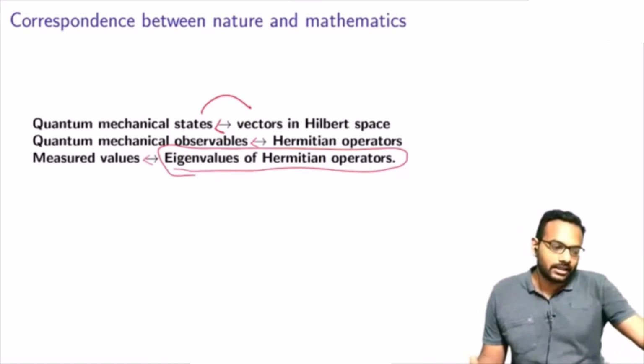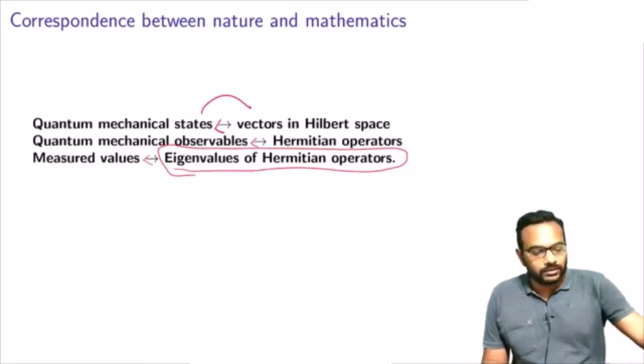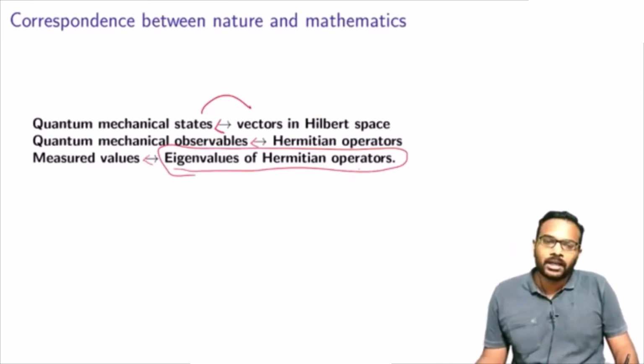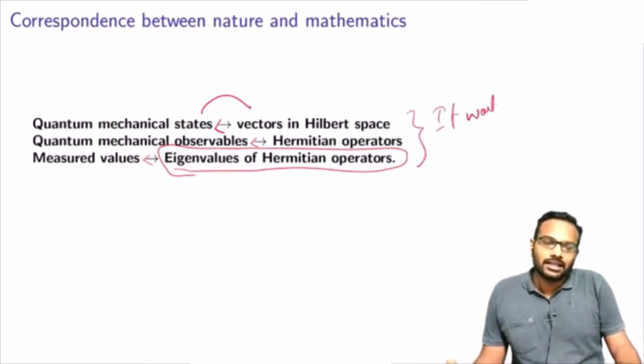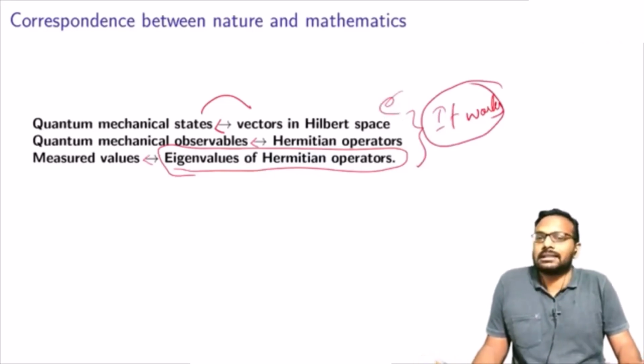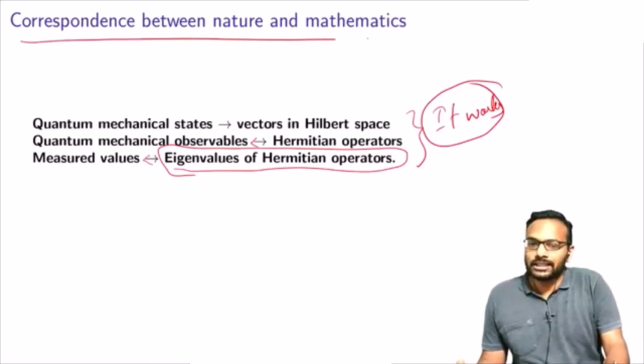We just make this identification, and we make predictions using this kind of mathematical formalism, and we check it with experimental results, and we see that it is good, it works. And ultimately, this is the reason why this mathematical framework is used. No other reason. It's just that it works. So this correspondence works because it makes correct predictions. So this I call the correspondence between nature and mathematics.